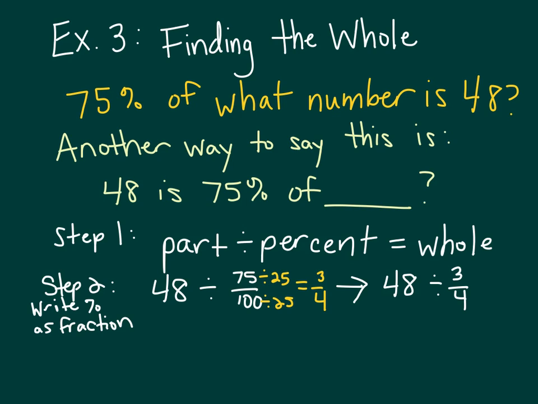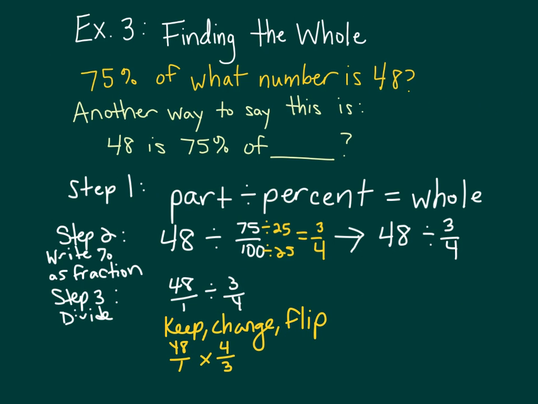In step 2, we're going to write the percent as a fraction, and again, we're going to go for simplest form. So we know that 75 over 100 can both be divided by 25, and that'll give us 3/4. And our formula still says 48 divided by 3/4 because our part was 48, our percent was 3/4. And now we're going to try to find the whole.